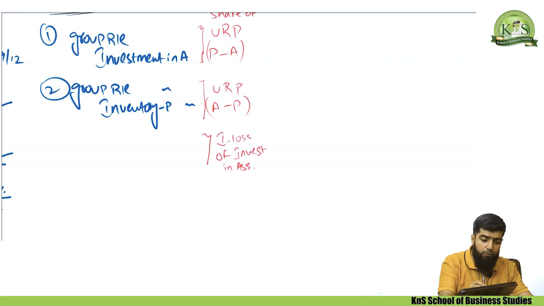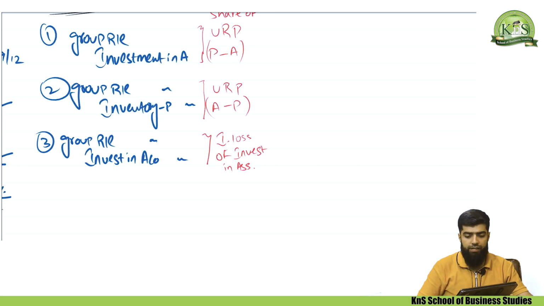Now, what accounting entry will be made in this regard? That again impacts the group retained earnings: group retained earnings will be debited, and investment in A company, the associate company, will be credited.